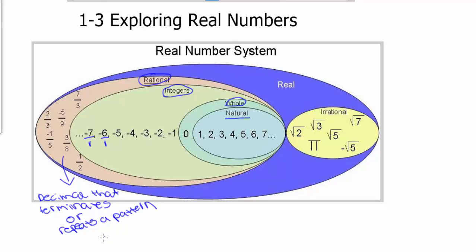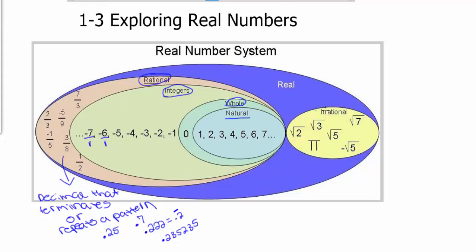So for example, 0.25, we know that can be written as 1/4. Any decimal that ends, like 0.7, or repeats a pattern, so 2, 2, 2, all the way, you would say it's 0.2 with a line over it, or it can repeat a bigger pattern, 0.235, 235. It actually has to be a repeated pattern. Just because it repeats one number does not make it rational.